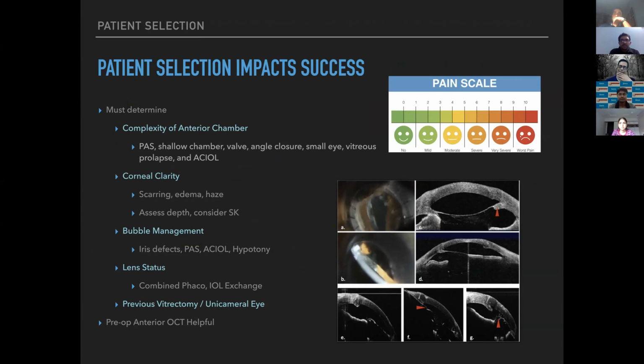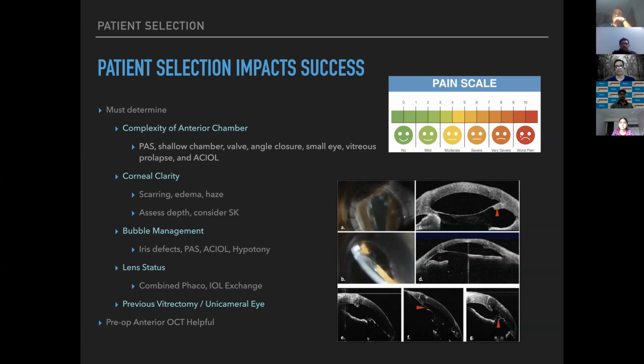As Umang was saying, corneal clarity is very important. In the clinic, you can do an SK the day before to see how good the view would be. As Audrey said, bubble management is critical. If there are iris defects, PAS, or hypotony, all of these make it difficult to manage the bubble and make the case more difficult.